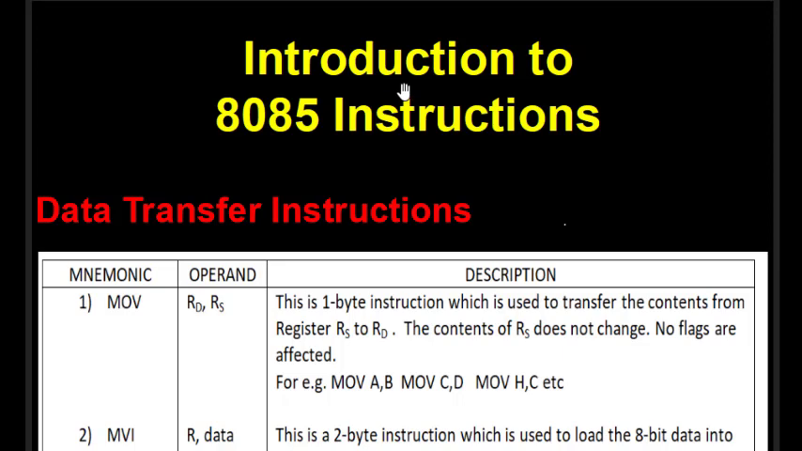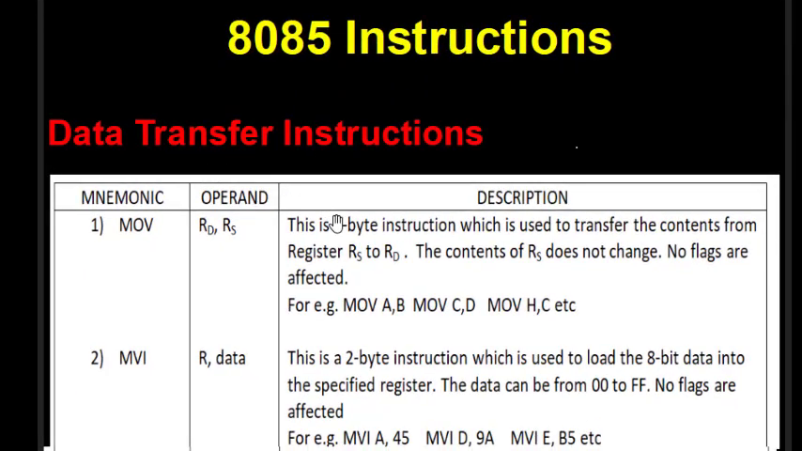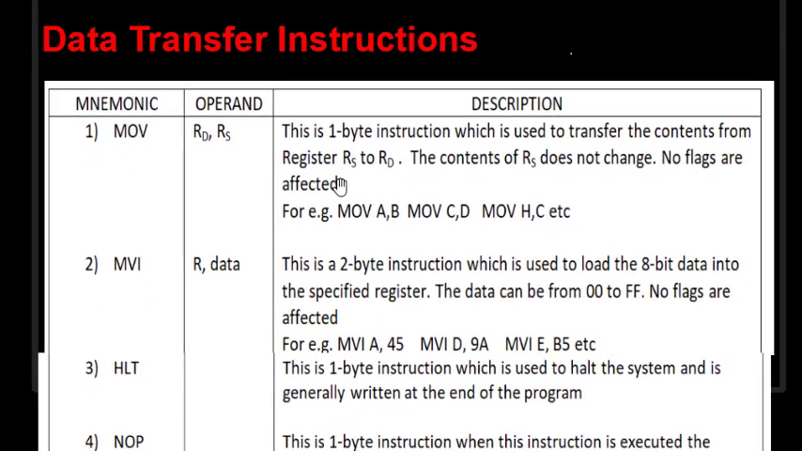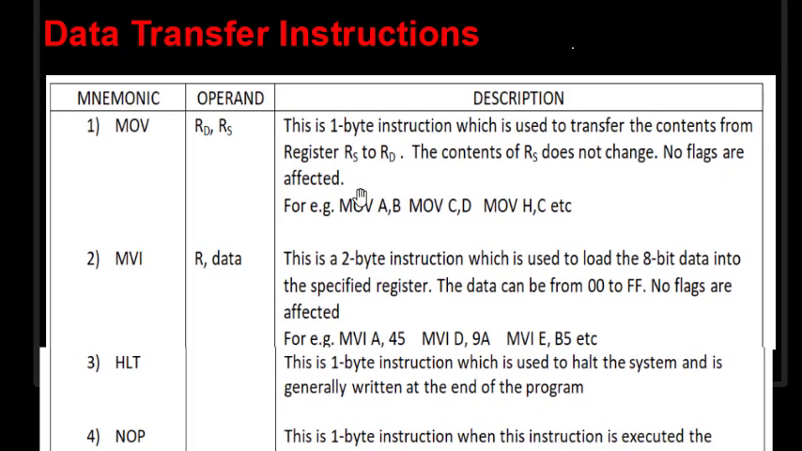In the previous lectures we saw the instruction set of 8085 can be divided into various categories. We'll see some of those categories today. The very first category is data transfer instructions. There are many data transfer instructions, and we will see a few of them now.